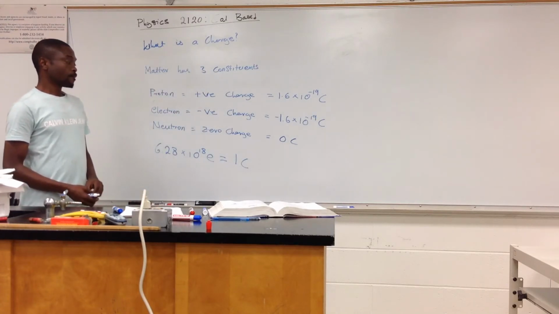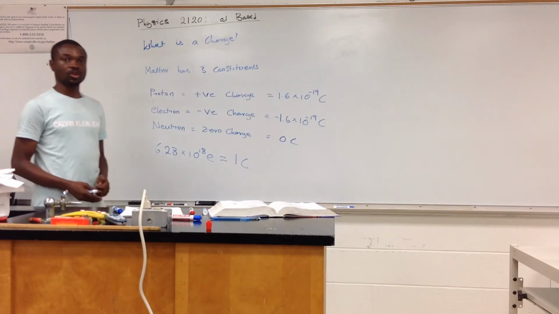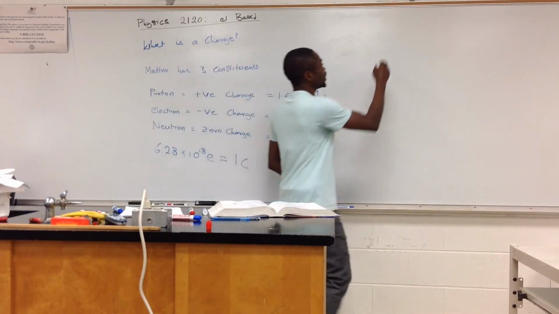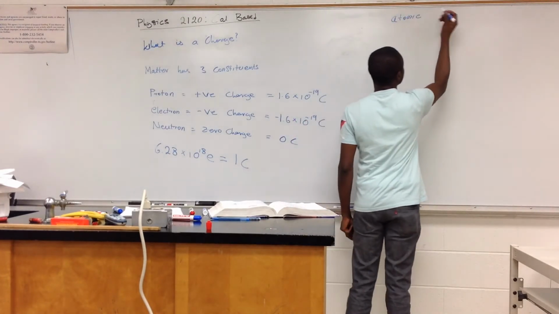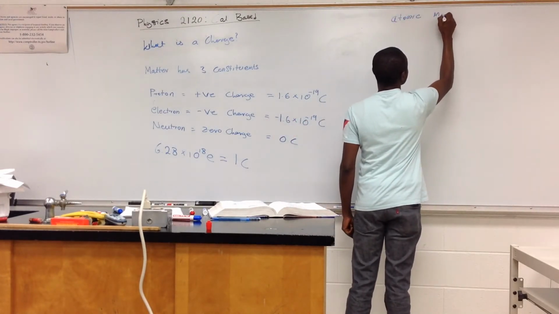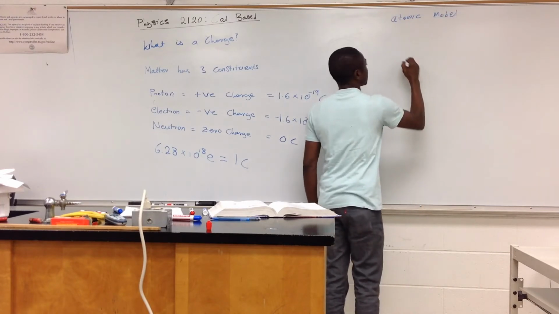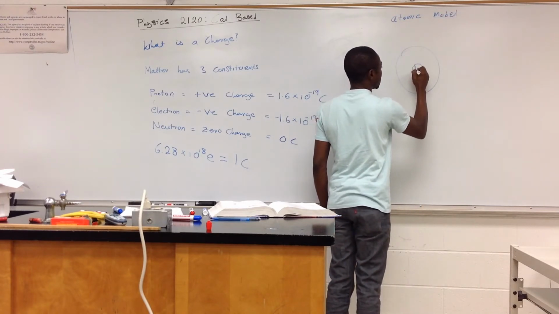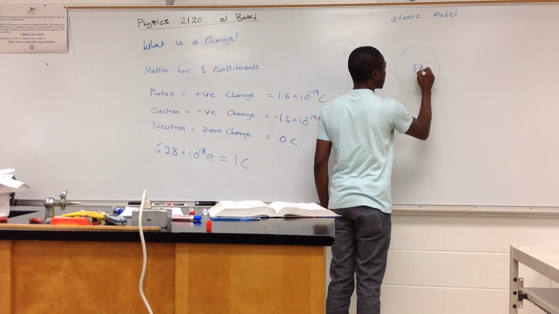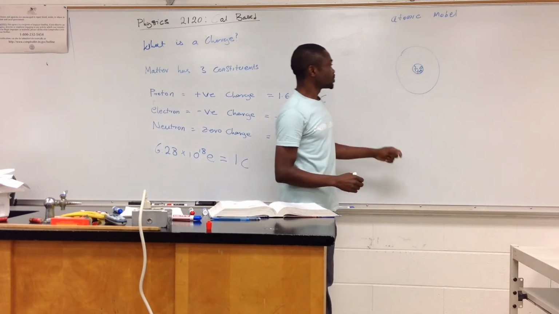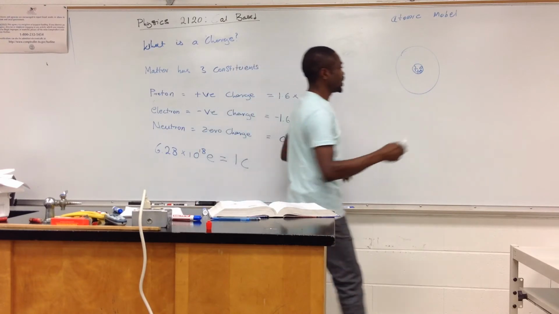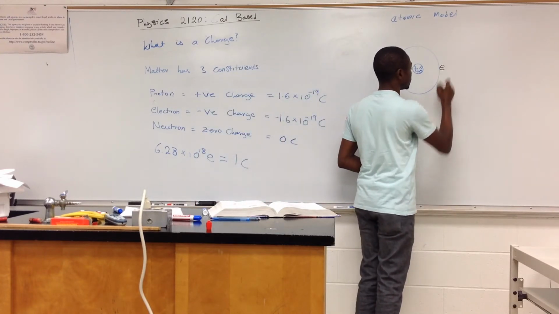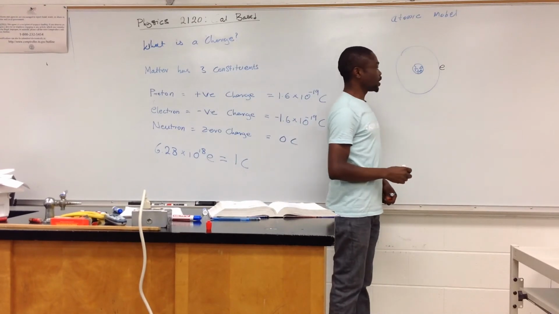So let's look at the atom itself. We know the atomic model from our chemistry courses. Let's take the basic atomic model. We have protons and neutrons occupy the nucleus of the atom, and we have electrons orbiting around the nucleus.